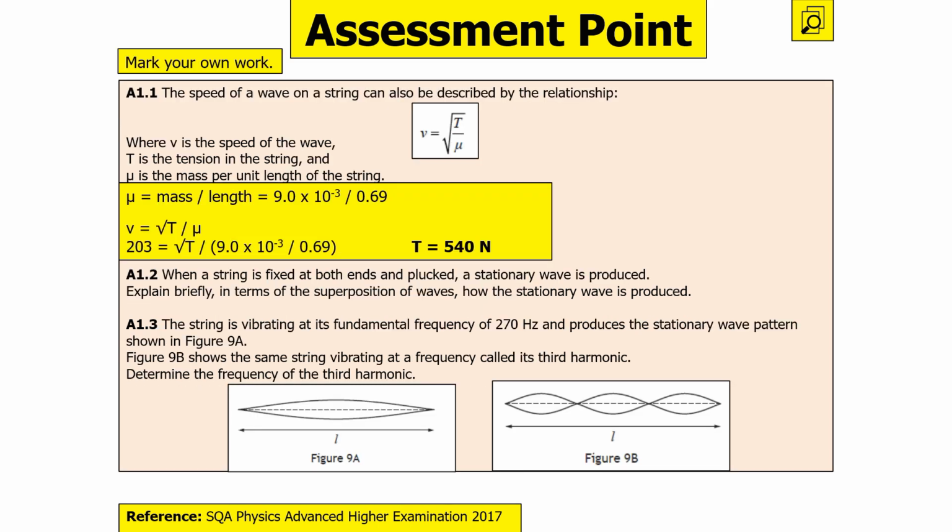In the first one, mu equals mass over length, so you work it through to be 9 times 10 to the minus 3 over 0.69.